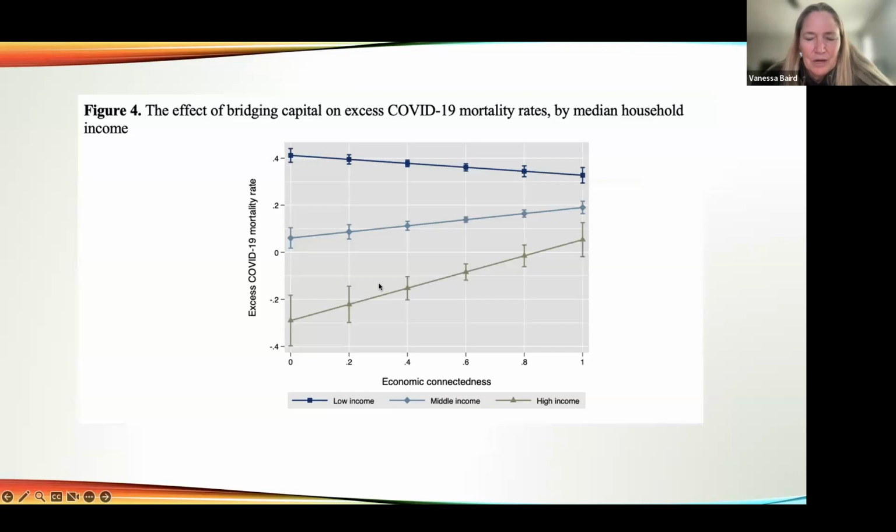And then here's another one where it's income at the county level, not at the individual level. Lower incomes have lower death rates, right? So you've got this blue line way up here. And economic connectedness brought that down very little, but if you had a high income, that economic connectedness really increased your likelihood of dying. And so that's another sort of novel finding there.